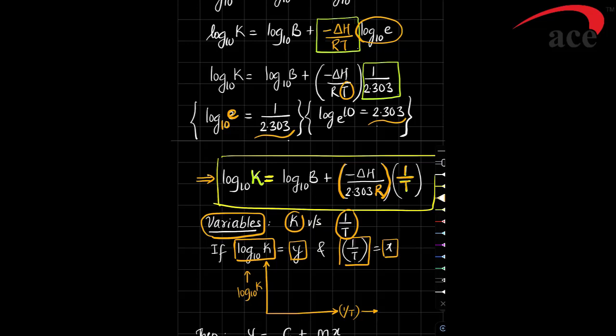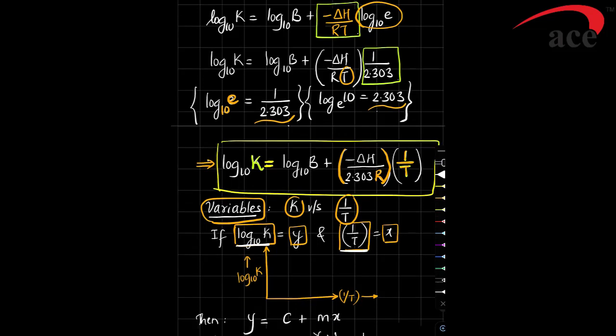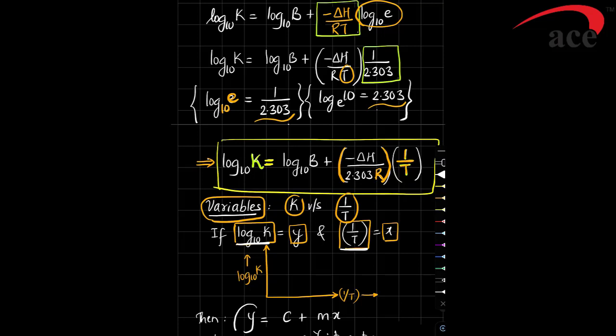1 by T will be taken as X. So what type of graph will be there between log of K and 1 by T? Naturally, log of K is the Y coordinate and 1 by T is the X coordinate. The number associated with 1 by T is the slope, and something which is independent of 1 by T is nothing but the y-intercept.